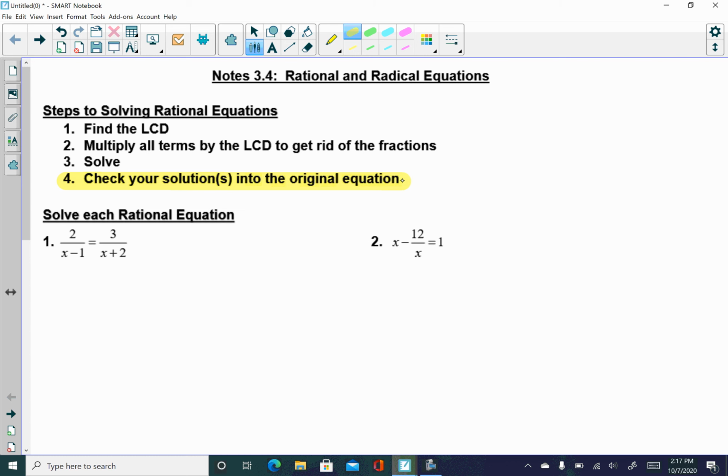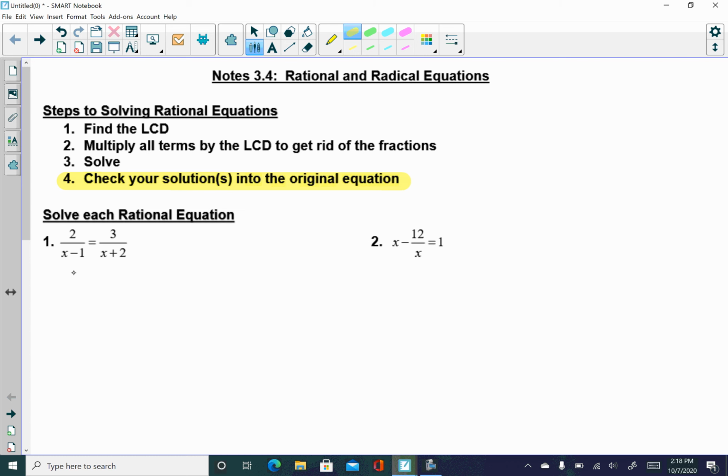For example, if you come up with an answer that would make the denominator equal to 0, then that would not be a legitimate answer to the equation. So it's always important that you go back and substitute in the answers that you get to make sure that they are true solutions to the equation. And I'll illustrate that for you here in the notes.